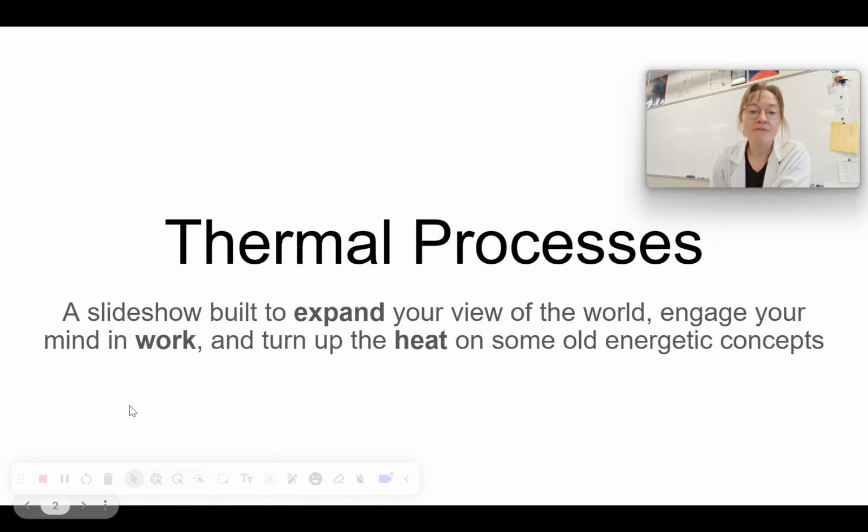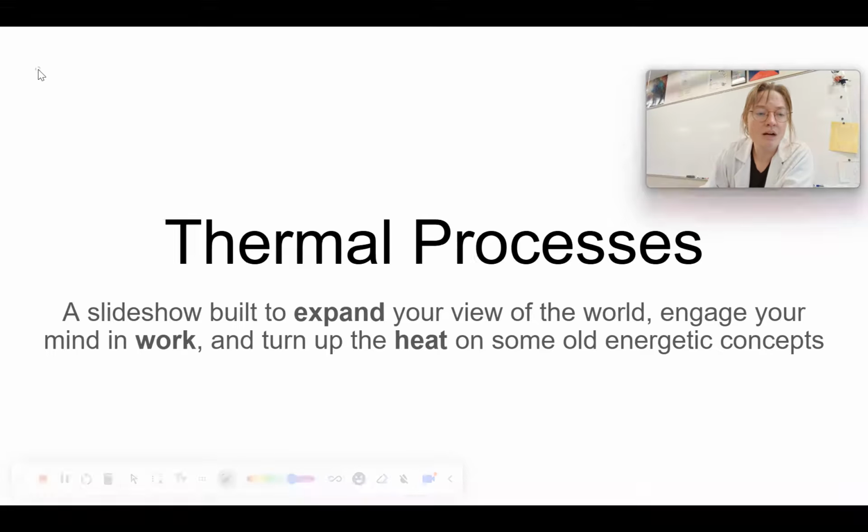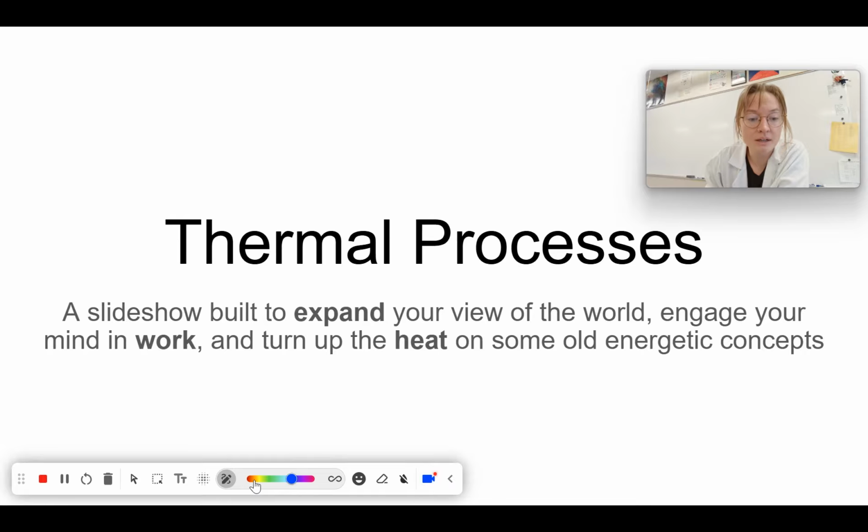Now, before we can even talk about thermal processes, there are actually a few other things that we need to talk about. Mostly, we need to review some things that we talked about last time. The last time that we talked, we were learning about the four laws of thermodynamics.